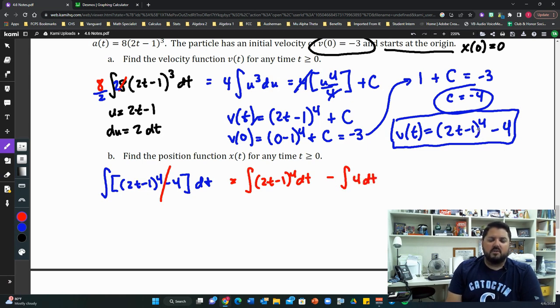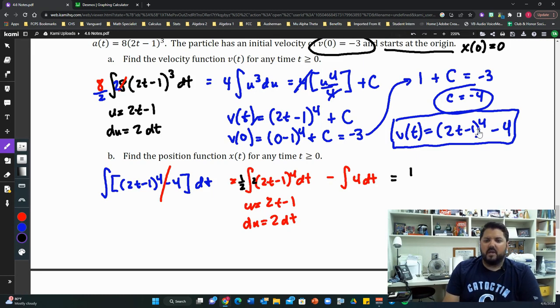This one requires u-substitution. And it's really going to be the exact same setup that we just used. So u is still 2t minus 1, du is still 2 dt, but now in this case, I don't have that 2, so I'm going to multiply by 2 inside, 1/2 outside. This other one is perfectly fine. We don't need to fix anything there because it's just a constant. So when I rewrite this, the first one would now become 1/2 times the integral of u to the 4th du. This one I'm going to leave alone for right now.